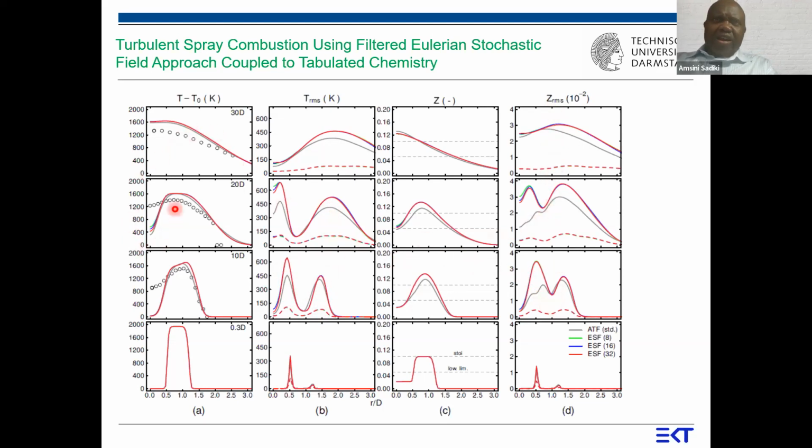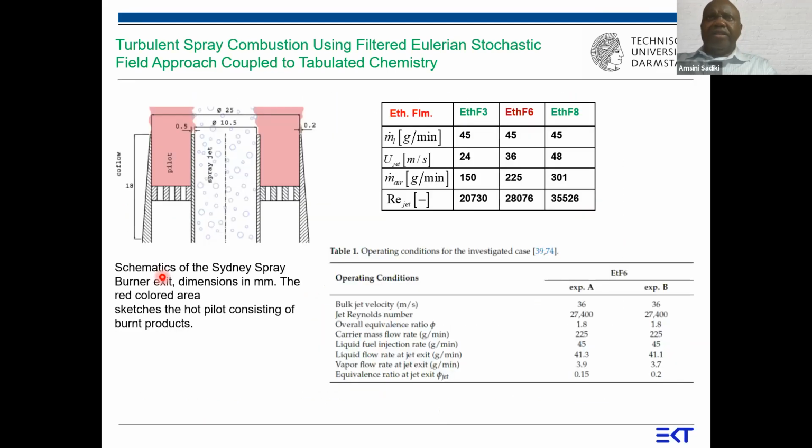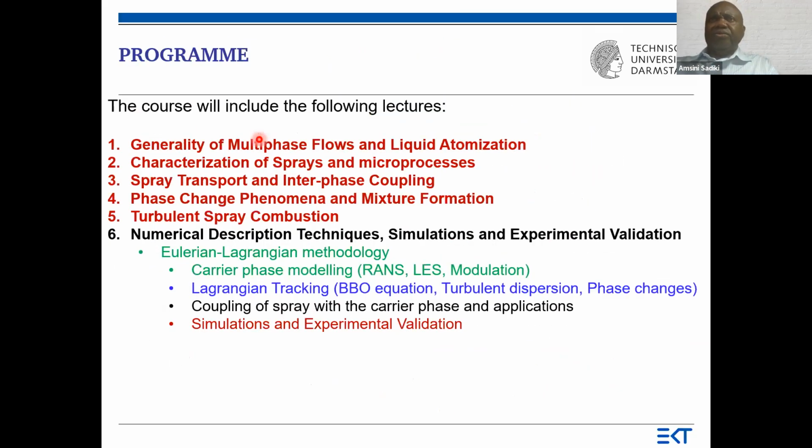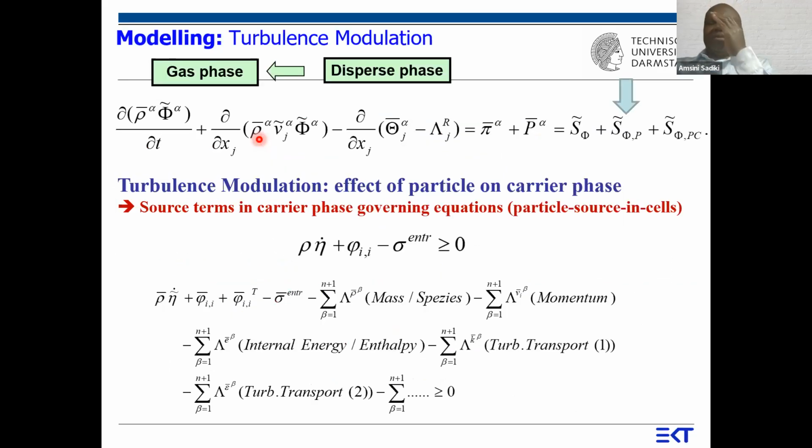Here we have a large discrepancy. And this discrepancy is due to the fact that we have these pilot flames, and we didn't account for the heat transfer in this area, so this can largely modify the prediction of the temperature.